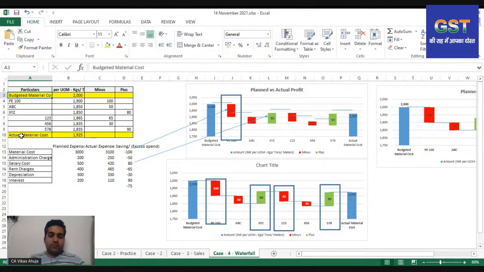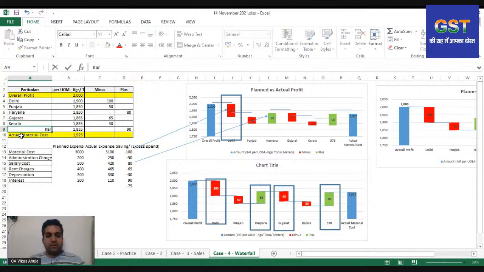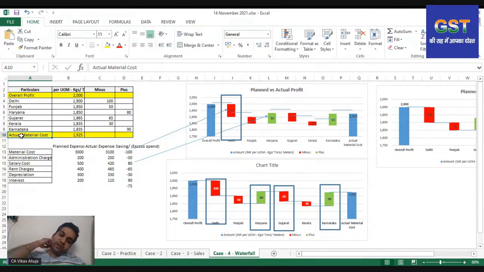So let's say the overall company profit was 2000 crores. Now let's say how much loss or how much additional profit came from the Delhi unit, how much from Punjab, in addition how much from Haryana, how much profit Gujarat earned for me, how much Kerala gave, how much Karnataka. So it can be done in this fashion as well, wherein I can see which one was performing good, which one was performing bad in absolute numbers.